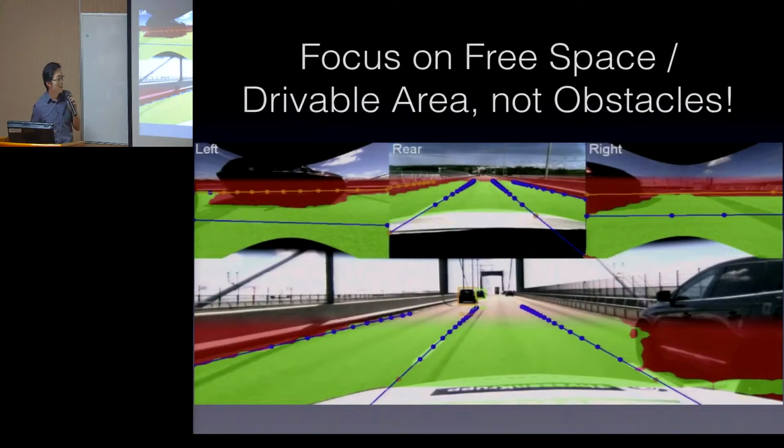So that's the trick. NVIDIA's self-driving system nowadays, they don't learn any obstacles at all. It only tries to learn areas that are drivable, the green area. And it's actually a much more manageable task, and they've indeed made pretty good progress on this problem. Okay?